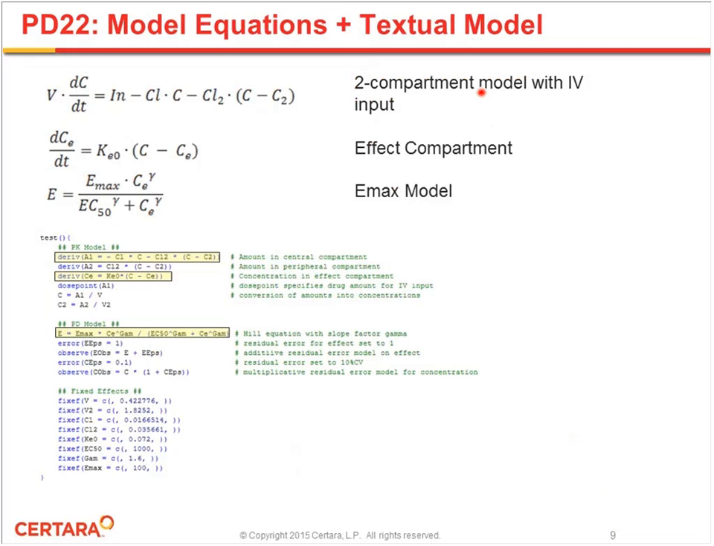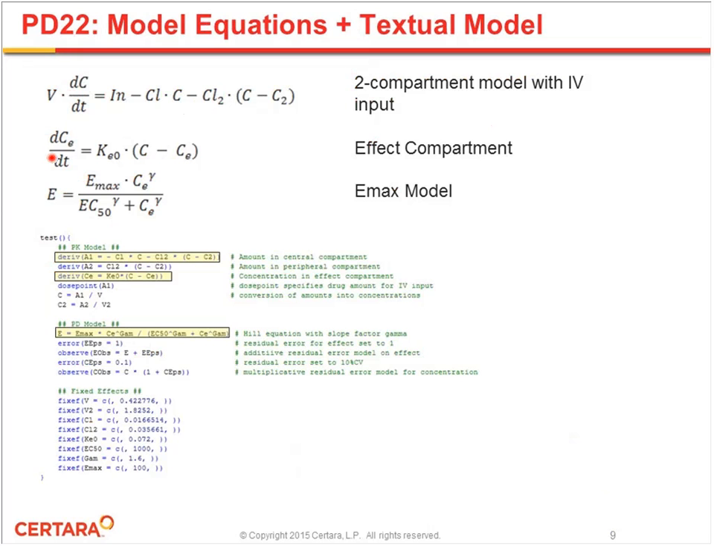Here are the model equations. The first one is the typical differential equation for a two-compartment model with IV input. So we have got the input IN, and typically we'll deal with amounts, drug amounts in PML rather than concentration. So we have here the construct volume times dC by dt. So we have the clearance in the central compartment and the clearance on the peripheral compartment. And we have an effect compartment in the model that links the PK model with the PD model.